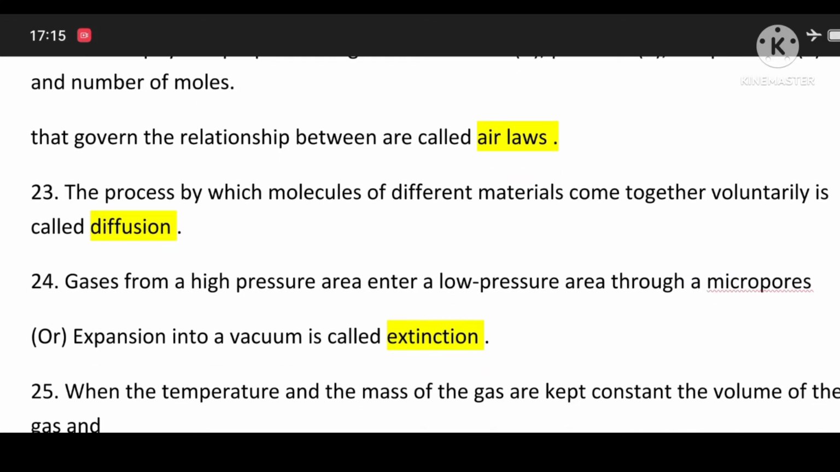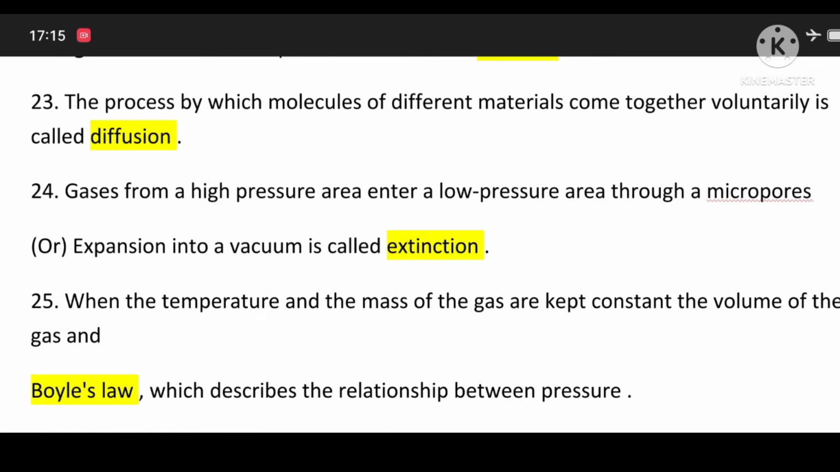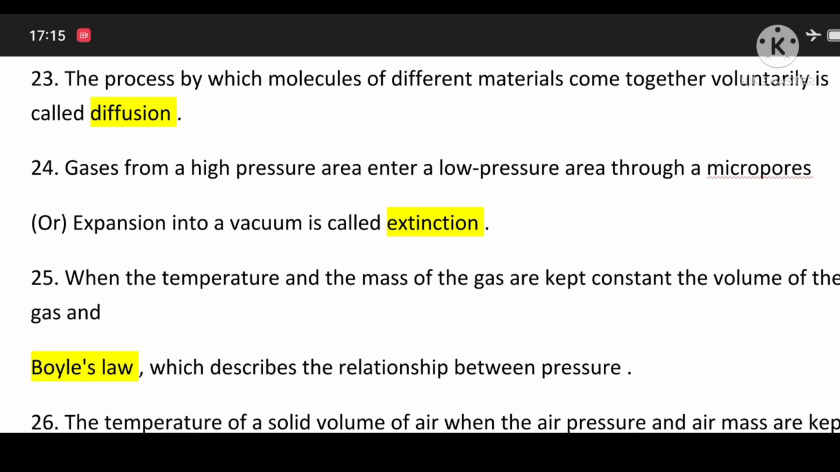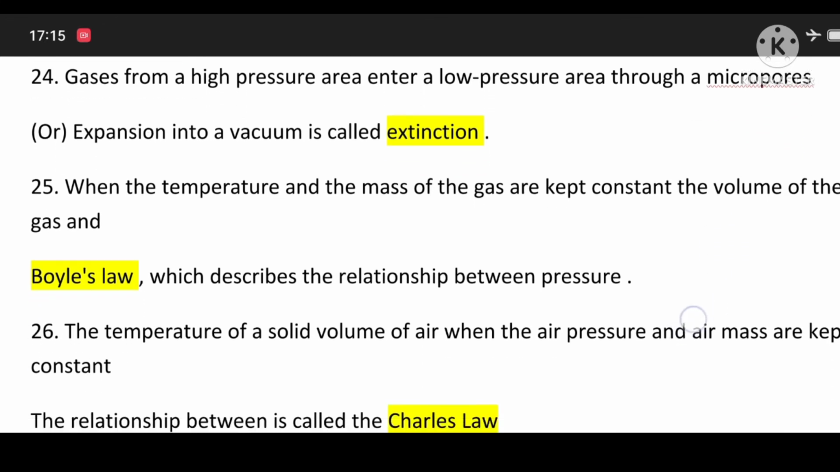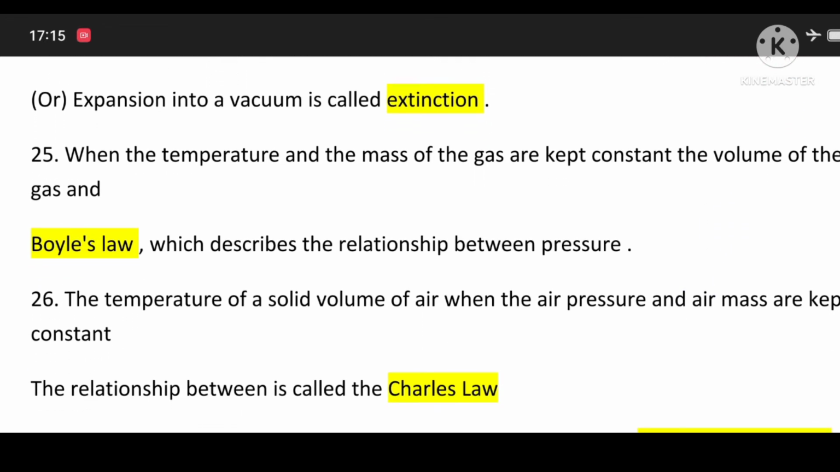Number 23. The process by which molecules of different materials come together voluntarily is called diffusion. Okay, next number 24. The movement of gases from a high pressure area into a low pressure area through a tiny pore, or expansion into a vacuum, is called effusion. Number 25. When the temperature and the mass of the gas are kept constant, the relation between the volume and pressure of the gas is Boyle's law.